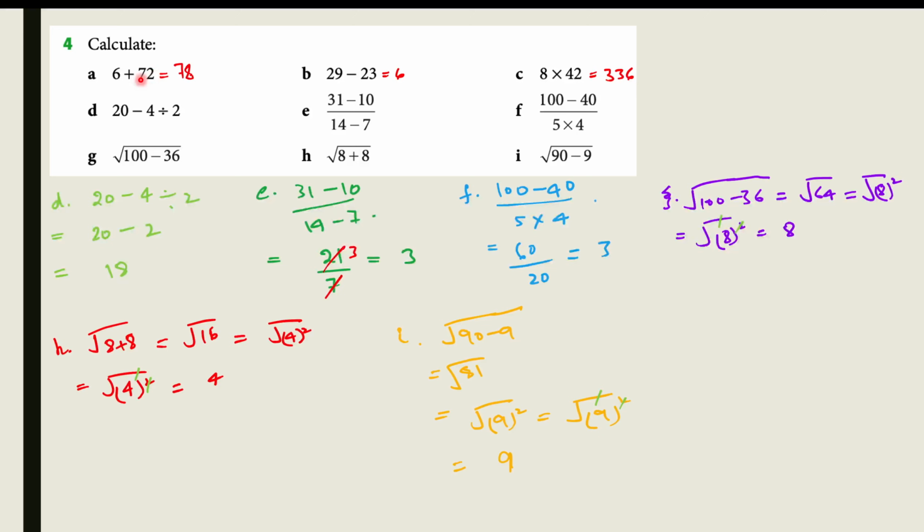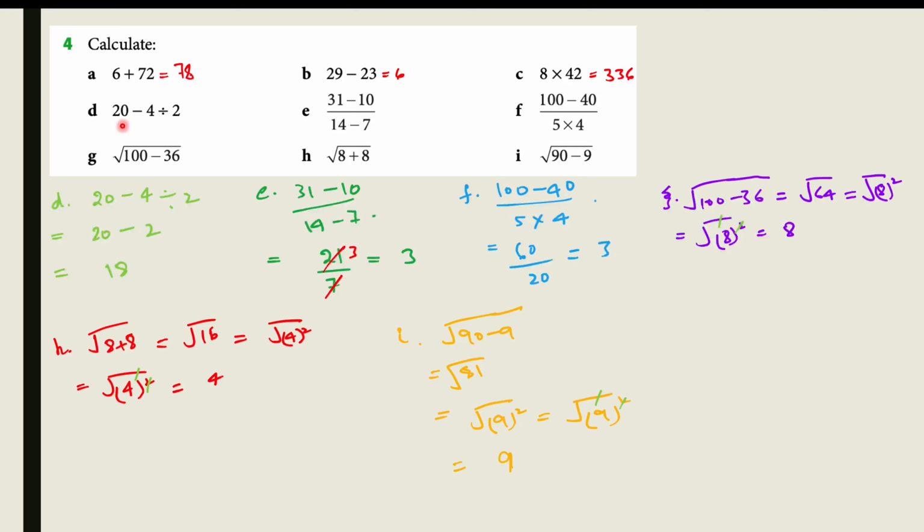So if we add 6 to 72, we get 78. The second one is 29 minus 23. So we subtract 23 from the bigger number. So 29 minus 23 is equal to 6. Then we have 8 multiplied by 42. So when we multiply 8 by 42, we get 336.